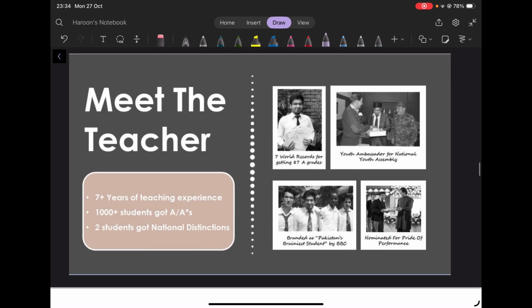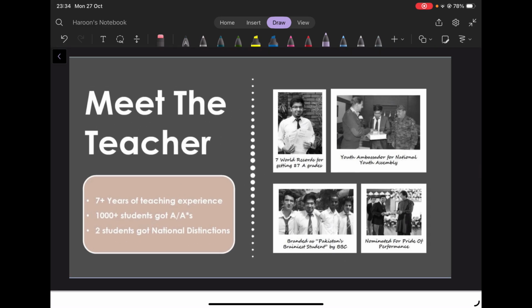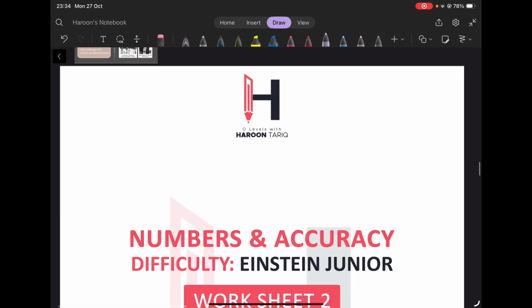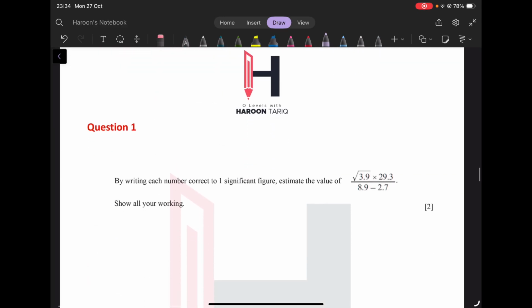Okay, now we'll move on to the next worksheet, the second worksheet of numbers and accuracy. So this is the second worksheet of numbers and accuracy. Okay, so let us get started.